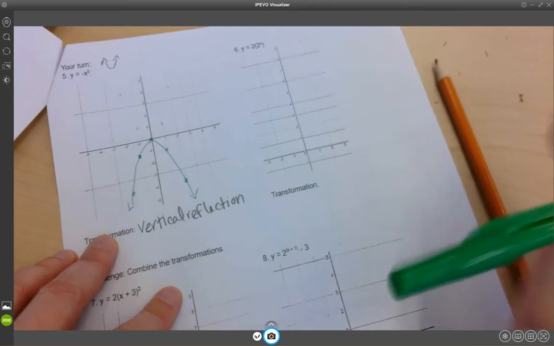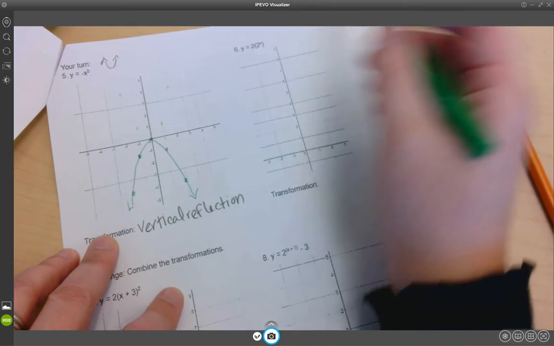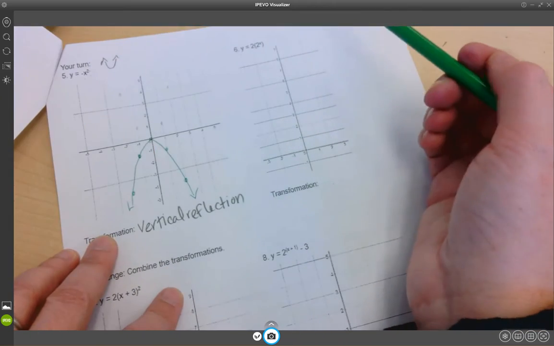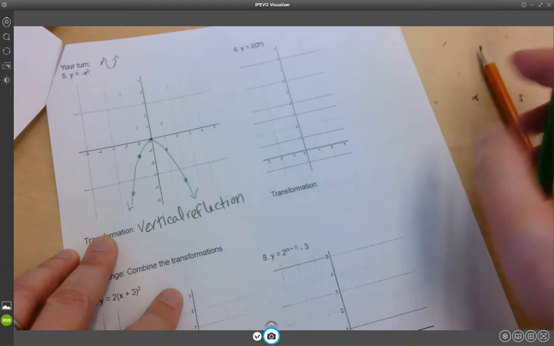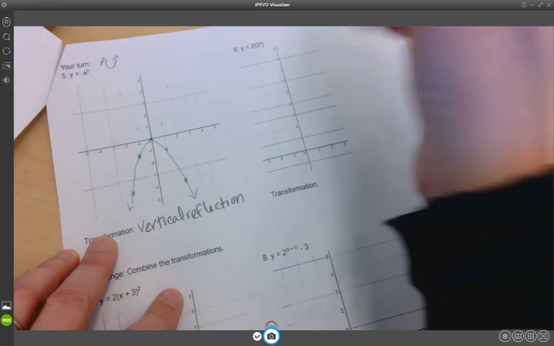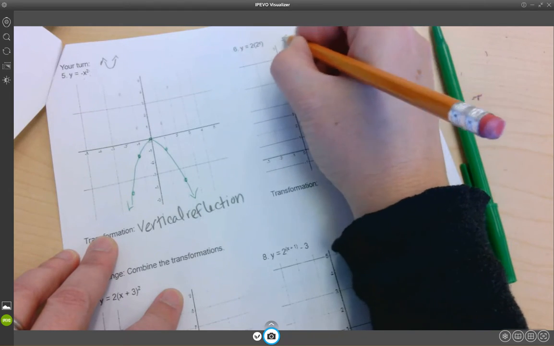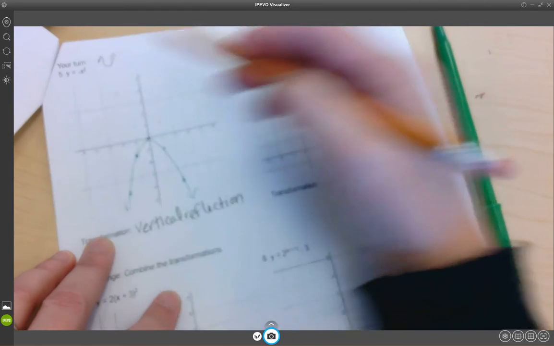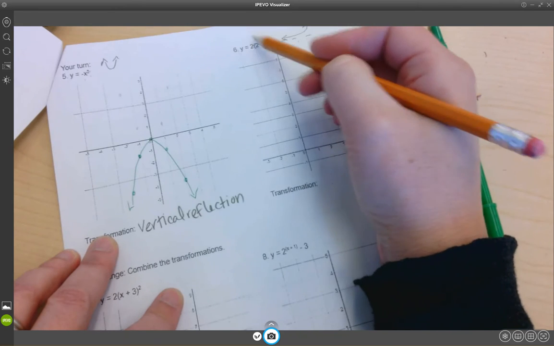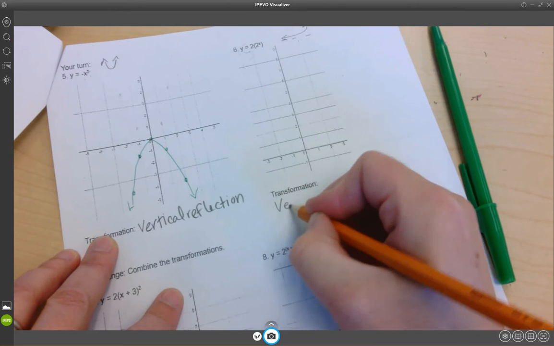All right, in the next case, you're trying to decide first if it's quadratic or exponential. And since you notice that the x is in the exponent, it is exponential. So your parent function is your exponential function. And this time there is not a negative reflecting it. There is a 2 creating a vertical stretch.